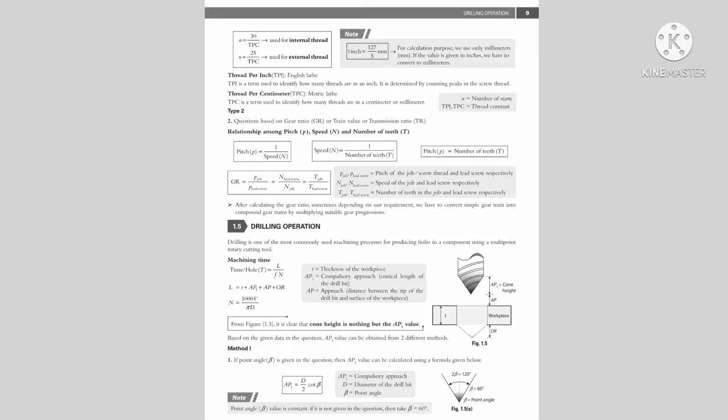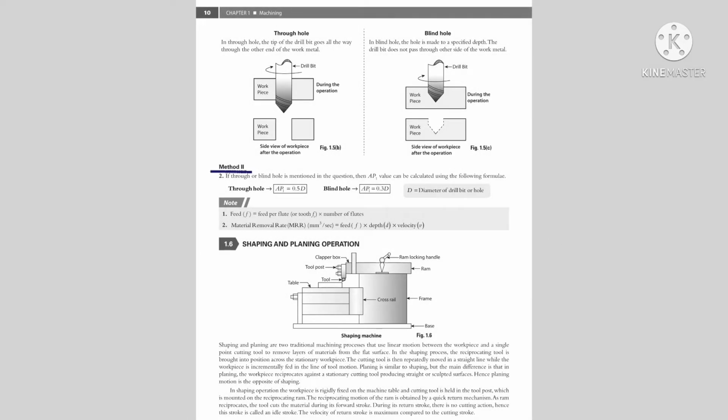The next topic is the drilling operation. It is defined with the help of a diagram, below which the formula for calculating the machining time is given. In drilling operation, the machining time can be calculated based on the given data, which is explained as method 1 and 2. Below method 2, the formula for feed and material removal rate is given as a note.